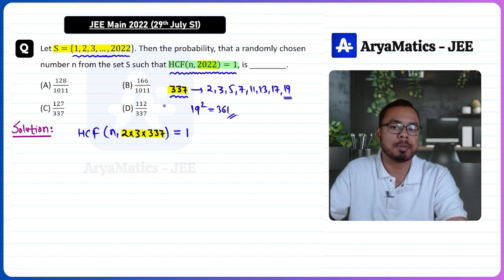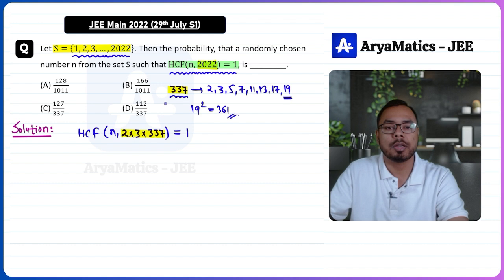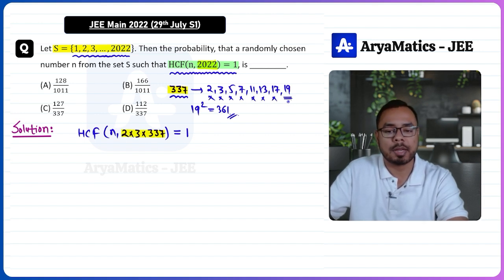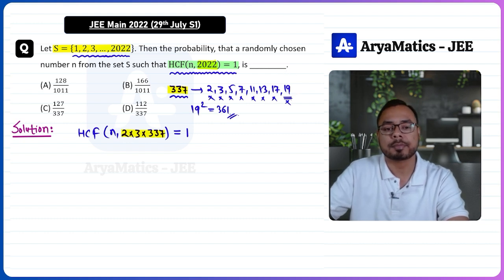So whenever you need to check whether a number is prime or not, you can check up to its approximate square root. And when you check for these numbers, you'll find that 337 is not a multiple of any one of these numbers. After this point, you should not check.